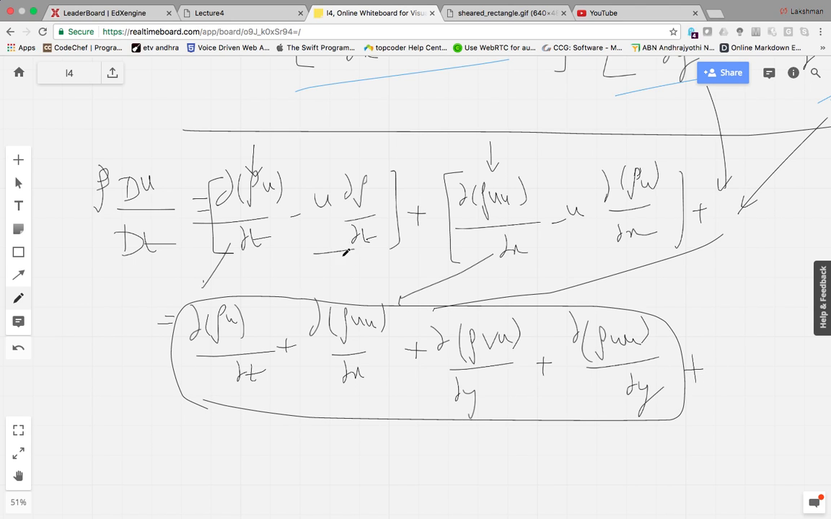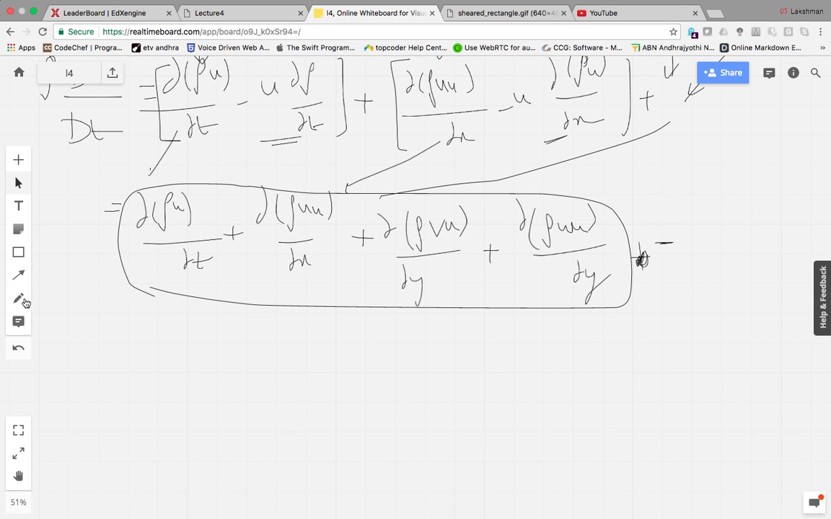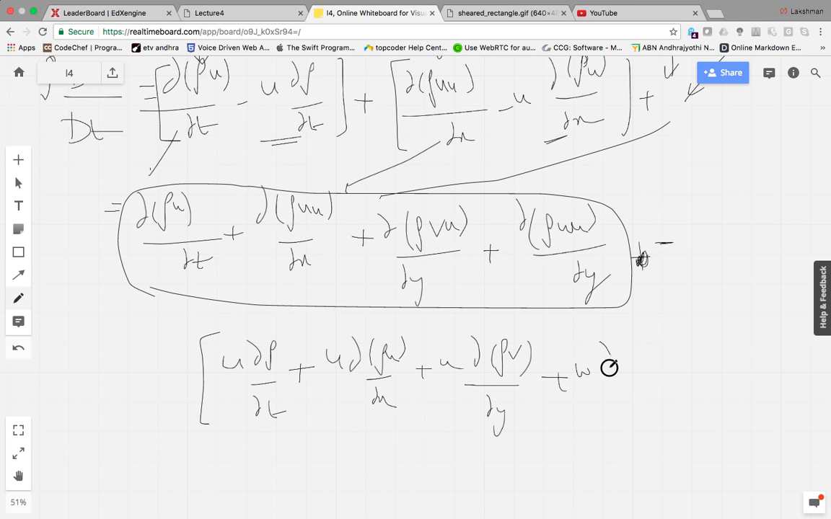Now we need to write these things. You have actually minus there, so we can simply write minus here. Just take the minus outside, and then you will get u times del rho by del t plus u del rho u by del x. So I took minus outside, plus u del rho v by del y plus u del rho w by del z. This is what you get.